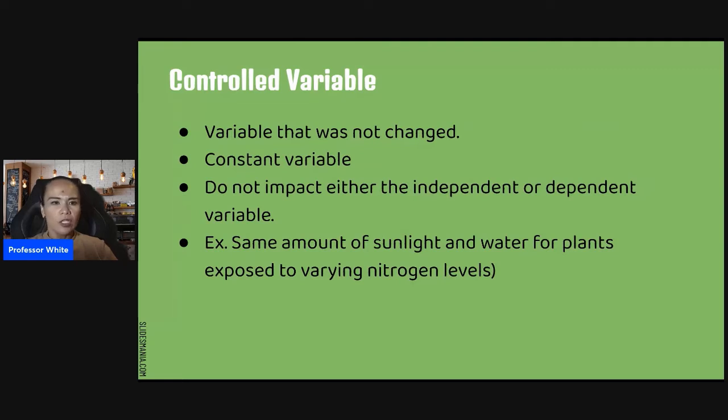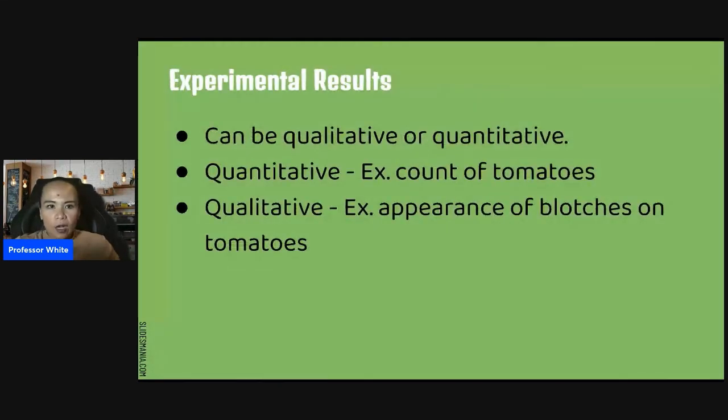Now, how about controlled variable? So when you say controlled variable, these are the variables that were not changed at all. Constant variable. So these do not impact either the independent or dependent variable. So what are some examples? The very practical one from a planting perspective is the same amount of sunlight or the same amount of water that you give the plants if you are using this in the experiment. Any amount of water that plant setup A has is the same with plant setup B, and that is called controlled variable.